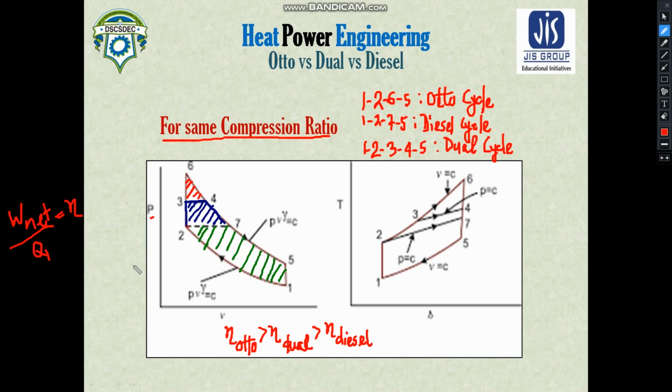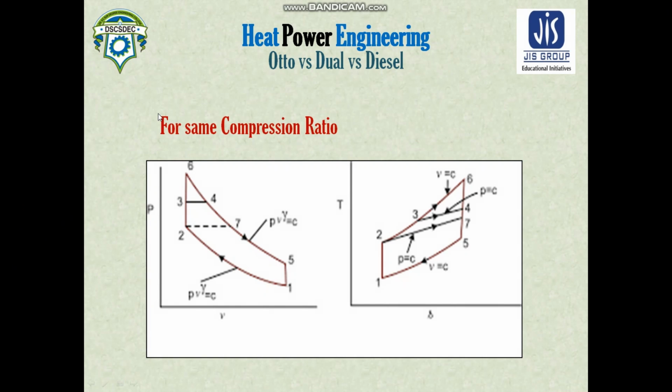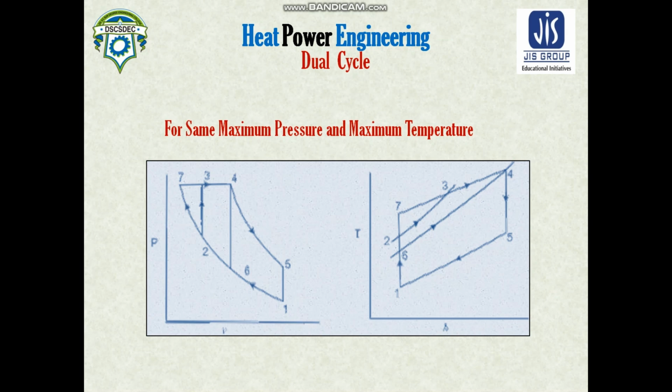Now, how does it change when we apply the same thing for the maximum temperature and pressure? Here you can see again a pictorial representation. I need to write it down again here. So 1 2 7 4. Which cycle is this? Can you answer it? Yes, it is the diesel cycle.